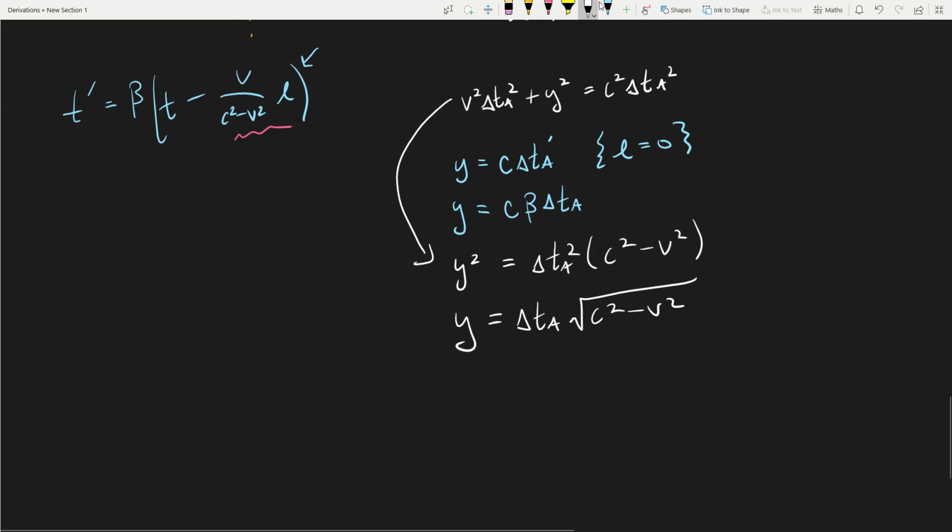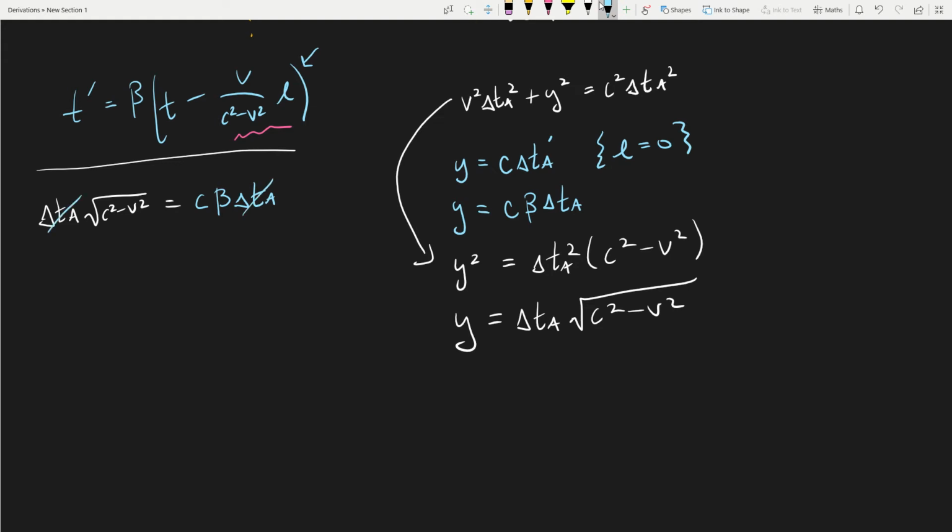Make these two things equal, and we get delta TA is equal to square root c squared minus v squared equals c beta delta TA. Okay, well our delta TA's cancel, and then we get an expression for beta. We get this over c.